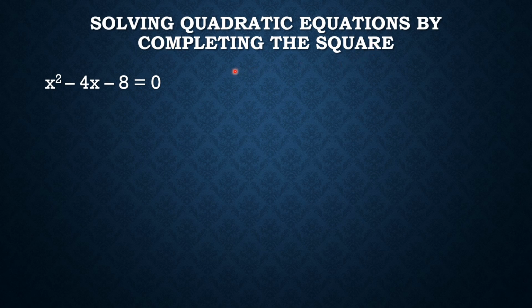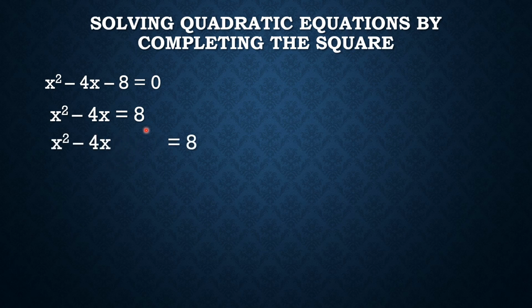So the first step that we have to do is to divide the entire equation by the coefficient of x squared. But in this case, a is 1. Okay? Remember that the coefficient of x squared is a, which is 1. So, walang mangyayari sa ating equation, as is pa rin. Next is to move the constant term to the right side of our equation. And now we have x squared minus 4x equals 8.